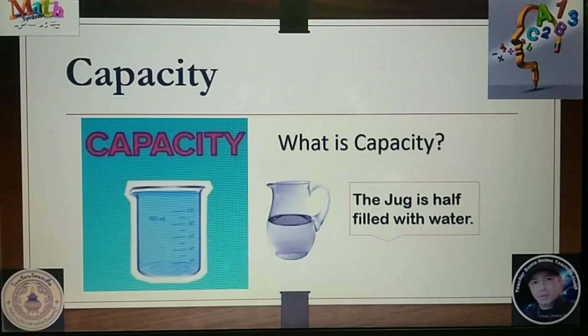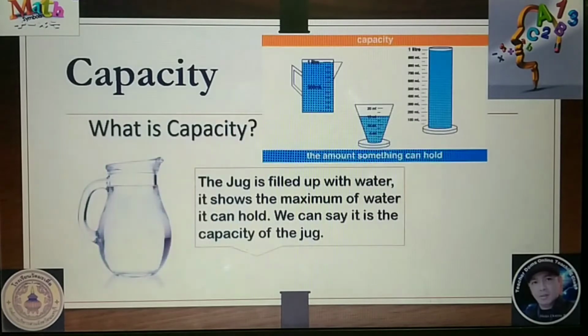What is capacity? Here, the jug is half filled with water. What is capacity? Here, the jug is filled up with water. It shows the maximum of water it can hold. We can say it is the capacity of the jug.